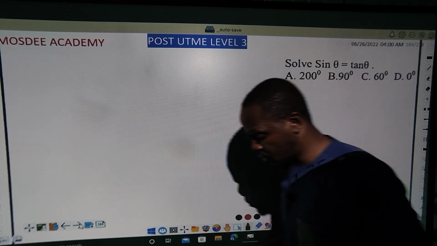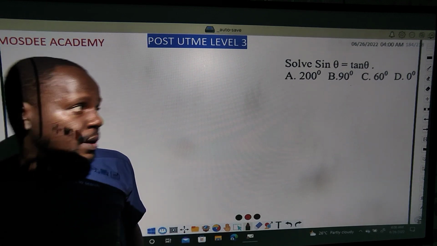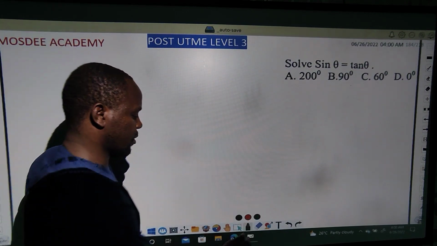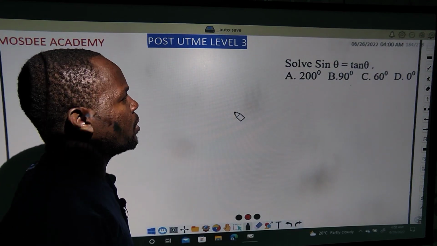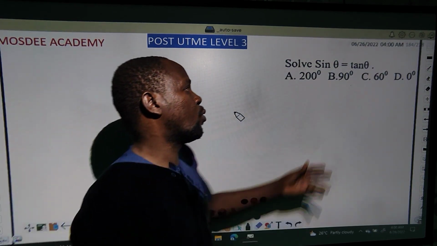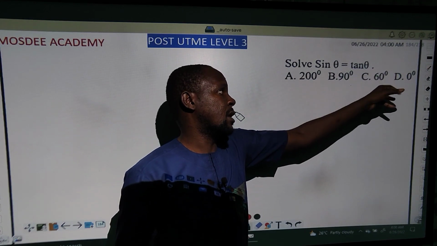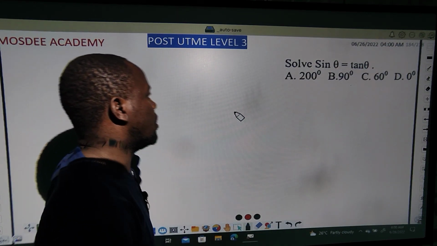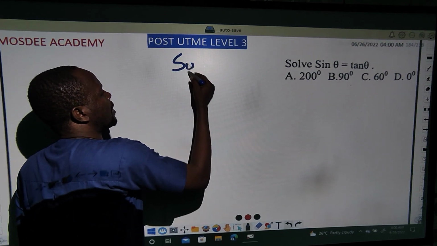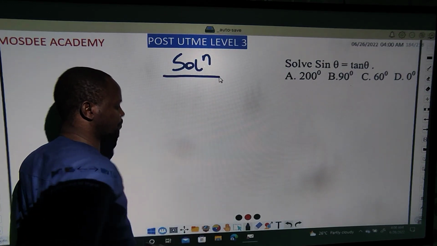Thank you very much. Now, the next question is on trigonometry. This is a very simple question and one of the most important questions in post-UTME. Now, to solve for the value, solve sin theta equals tan theta. At what angle will sin theta equal tan theta? It is at 0. If you don't want to waste your time, that is one way to solve. But if you want to show that you know how to solve, you can write a direct solution.